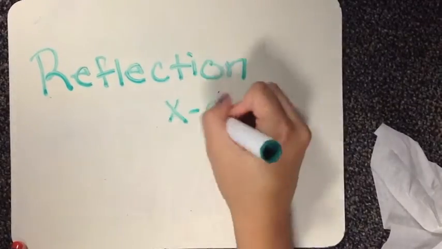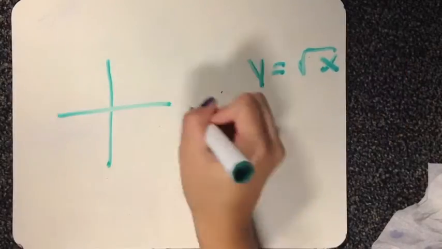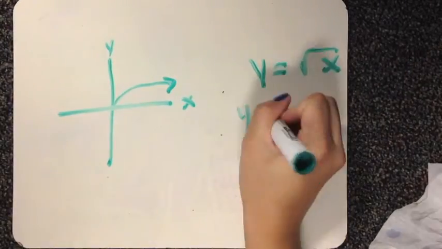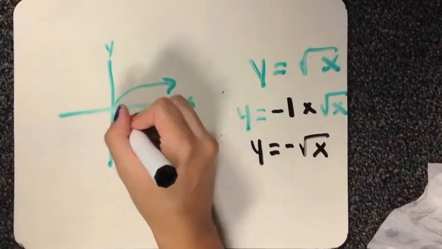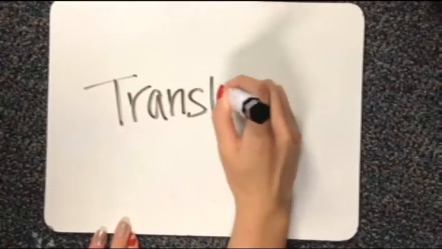Reflection over the x-axis. Now, if you have the same function y equals the square root of x and you want to reflect it over the x-axis, you must multiply f of x by negative 1, which would give you y equals the negative square root of x.